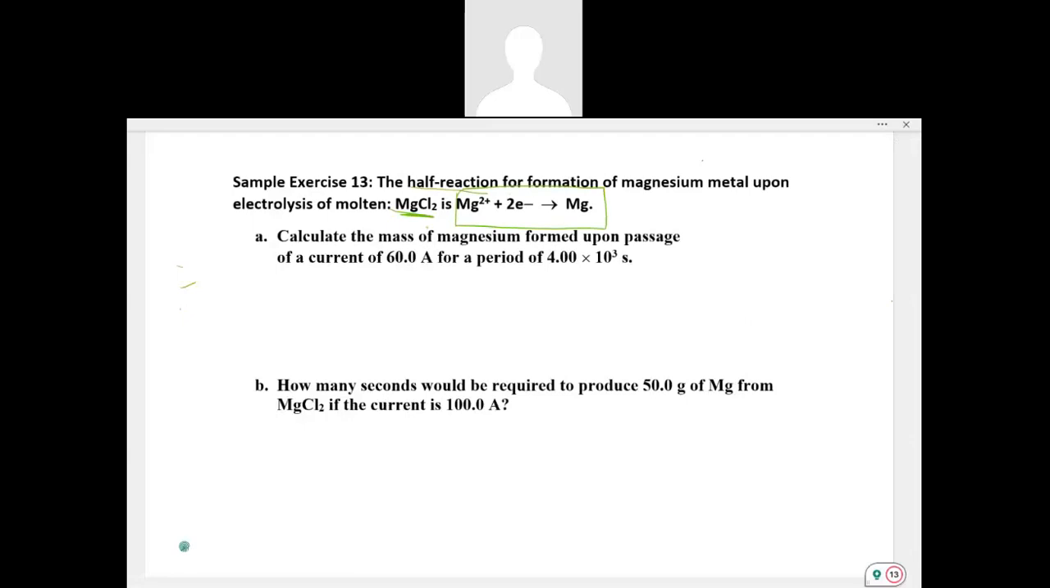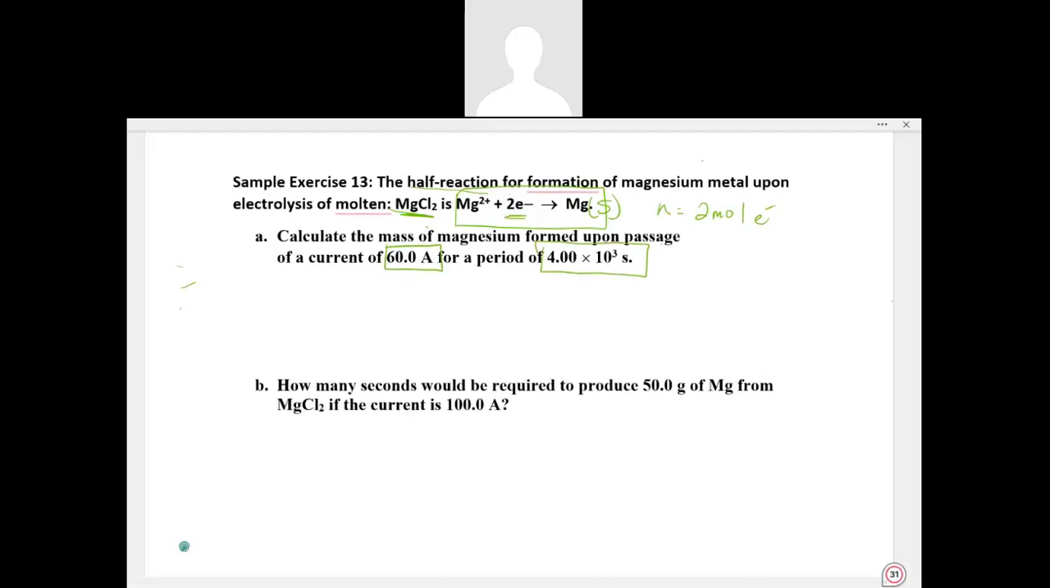So we have Mg2+ that will be reduced using 2 electrons, and then we get this magnesium solid. This will be the equation that we use to know that we have 2 moles of electrons being transferred in this reaction. In part A, we're asked to calculate the mass of magnesium formed if we pass a current of 60 amps for a period of 4 times 10 to the third seconds.